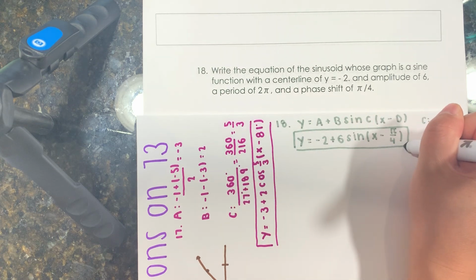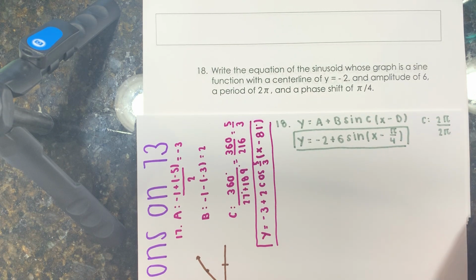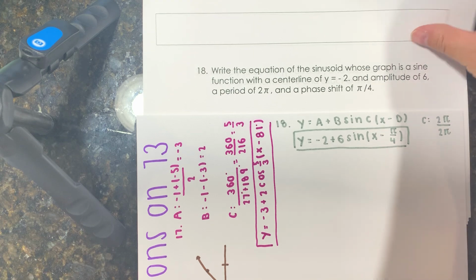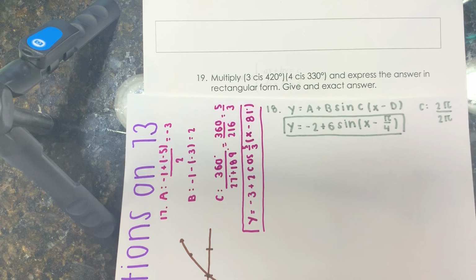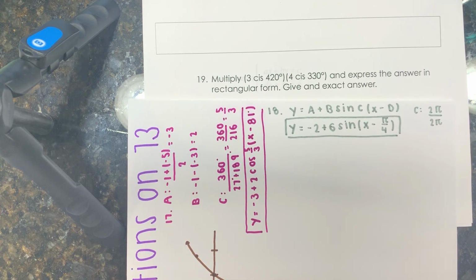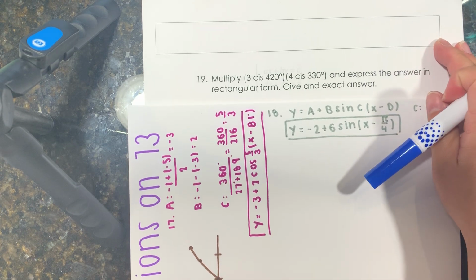That's your answer. So they give you all the information you need. You don't actually have to draw it or do anything else. So now moving on to number 19, what I'm going to do first is I'm going to multiply the outside numbers and then add the degrees.